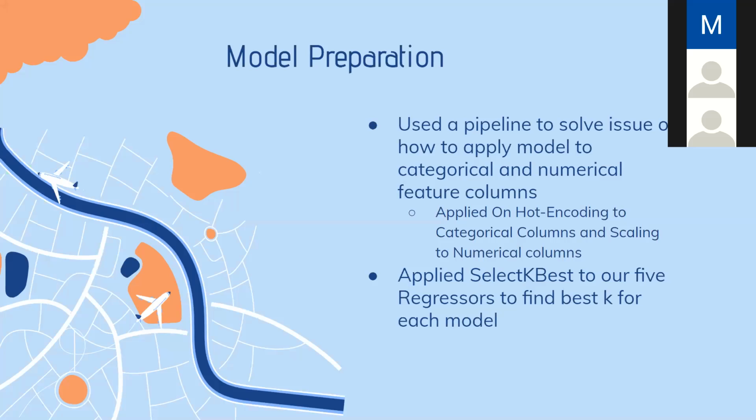Once we had our cleaned data set, it was time to apply the 5 different models that we were going to test for our data set. These 5 were linear regression, ridge, lasso, k-neighbors regressor, and linear SVR. We ran into an issue where we were having trouble applying the models to both categorical and numerical feature columns. What we ended up doing was applying one-hot encoding to categorical columns and scaling to numerical columns through a pipeline. Once we had that pipeline, we applied SelectKBest to our 5 regressors and found the best k value for each model.